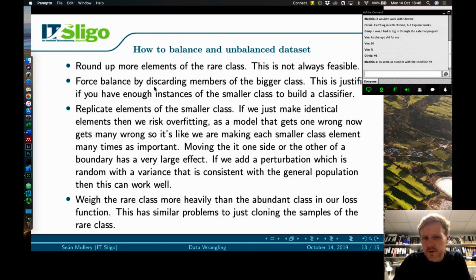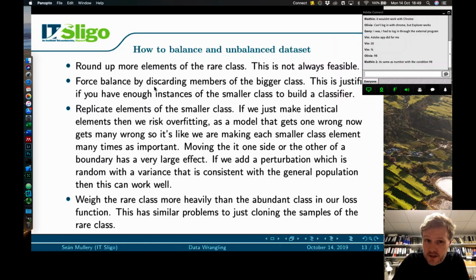The other thing you can try is to force a balance by discarding members of the more abundant class. You can just get rid of a lot of elements to bring it down. So, for example, in our case, we might have 2% of people who are in the class that have the condition, and what we do is get rid of 96 out of the 98% of the class that don't have the condition in order to balance up the set.